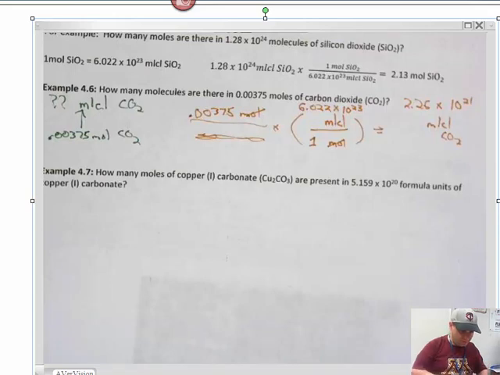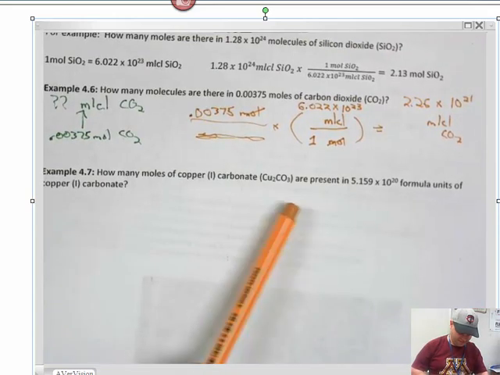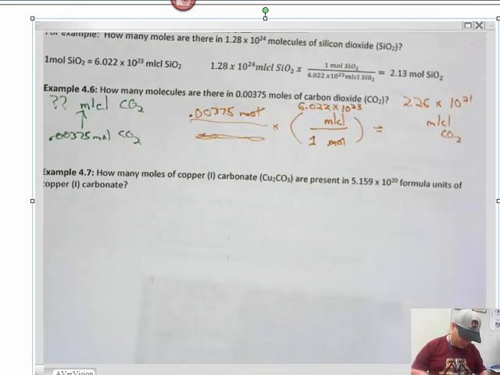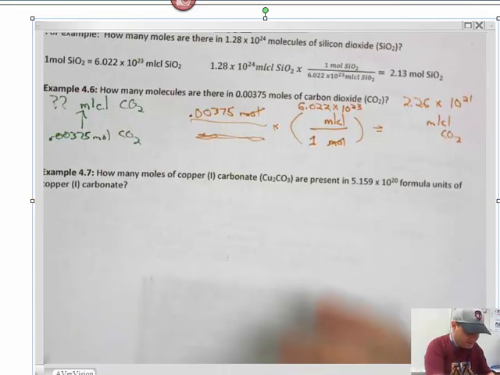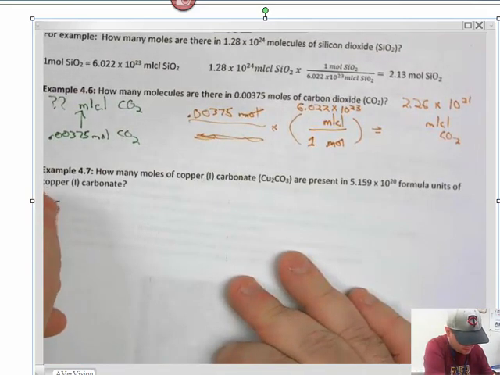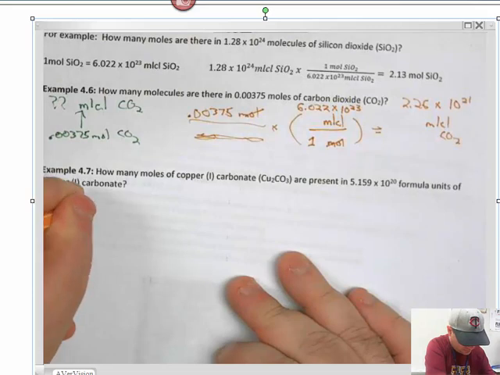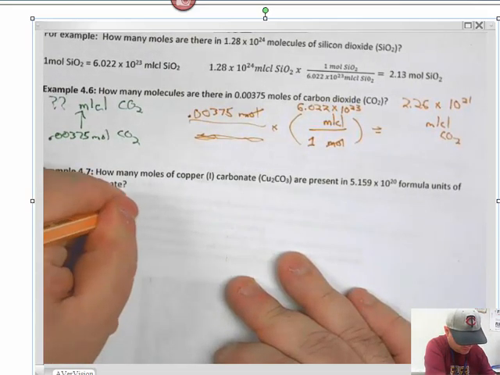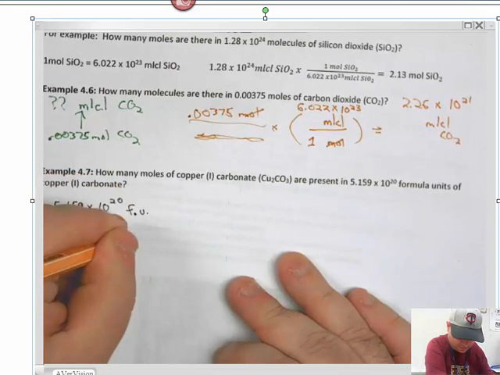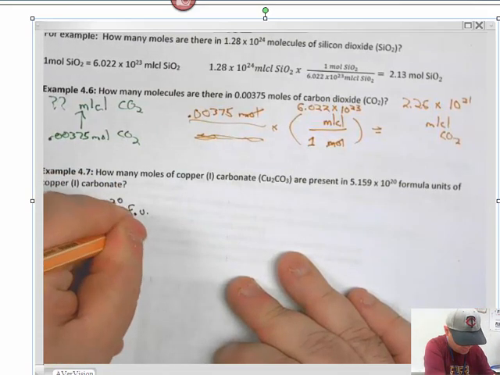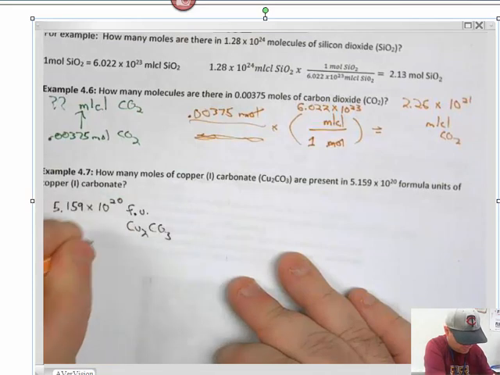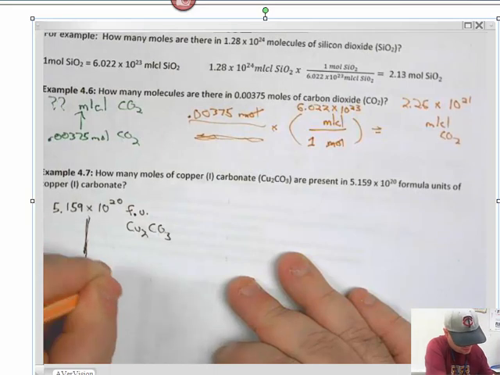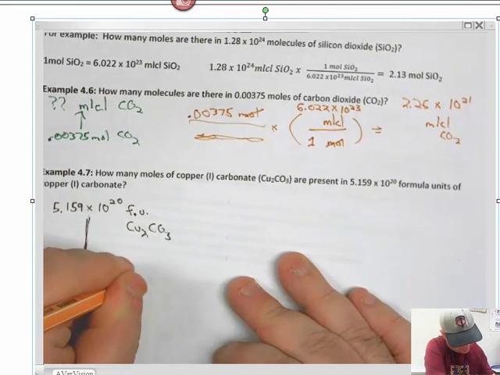How many moles of copper 1 carbonate, which is Cu2CO3, are present in 5.159 times 10 to the 20th formula units of copper 1 carbonate? So this one we are starting off with 5.159 times 10 to the 20th formula units. I'll abbreviate that with FU. And we're going to go down to moles of copper carbonate.